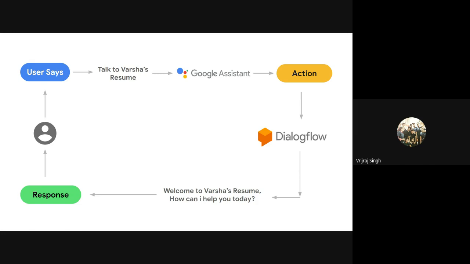So this is the workflow. We as a user first activate the action by saying talk to Varsha's resume on Google Assistant, and then that action will be connected with Dialogflow as the machine learning, and inside Dialogflow we can write the logic. One of the best things about Dialogflow is that you don't need to write code. If you have knowledge of typing or communication or the English language, there is no code required for building actions for Google Assistant.